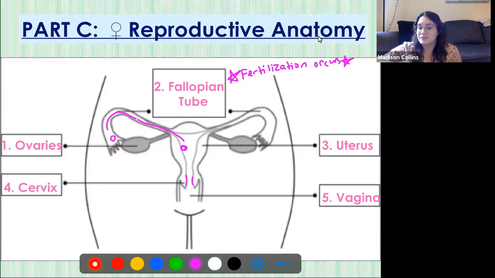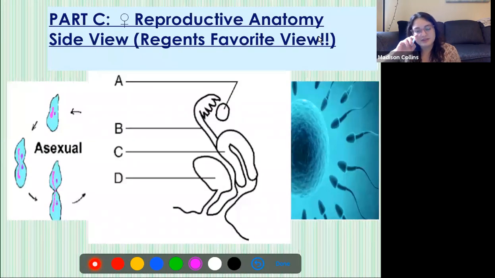All right, make sure you guys are familiar with this. The Regents likes to put questions on the female reproductive system, so make sure you guys know these structures. Now, another thing the Regents likes to do is actually take that diagram and turn it on its side. So this is another view of the female reproductive system with these same structures we just went over, just from a different viewpoint. So take that structure we just looked at and turn it on its side, and let's see if we can figure out what A, B, C, and D are.